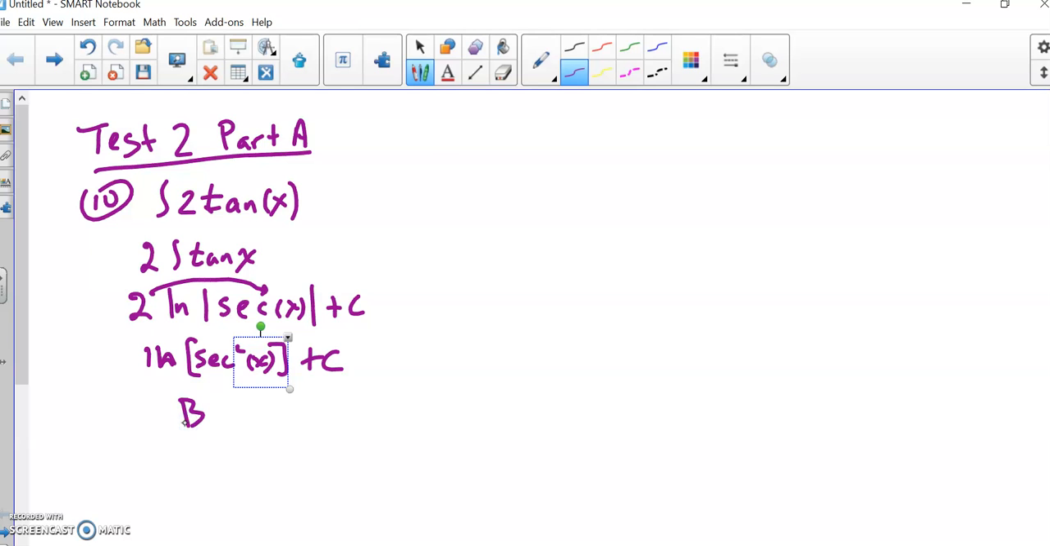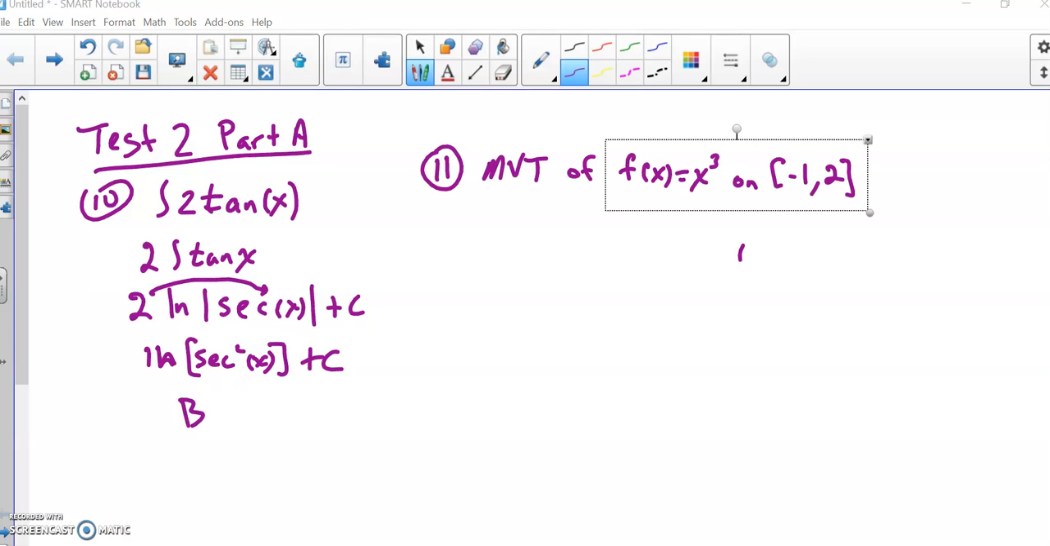Okay, number 11. Number 11 asks you to apply the mean value theorem on f of x equals x cubed on the interval from -1 to 2. And the mean value theorem basically says the average rate of change equals the instantaneous rate of change. So for the average rate, I need to find my 2 endpoints.